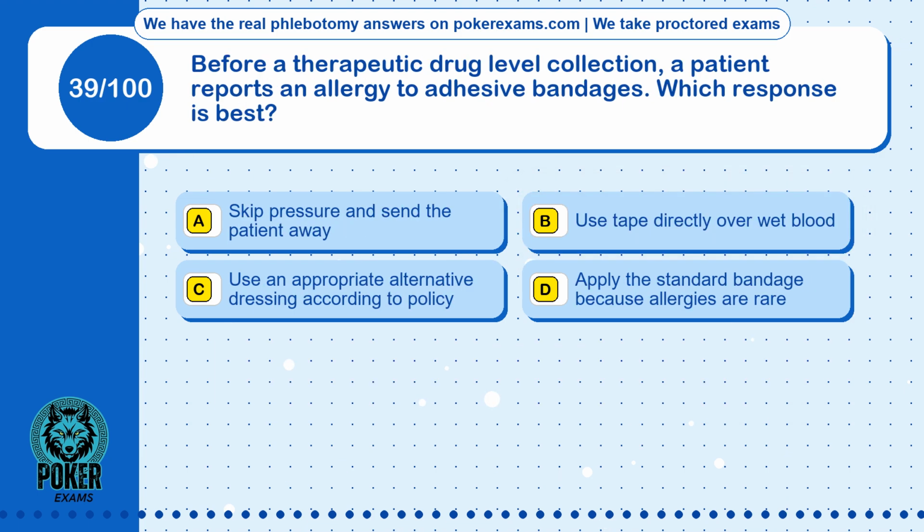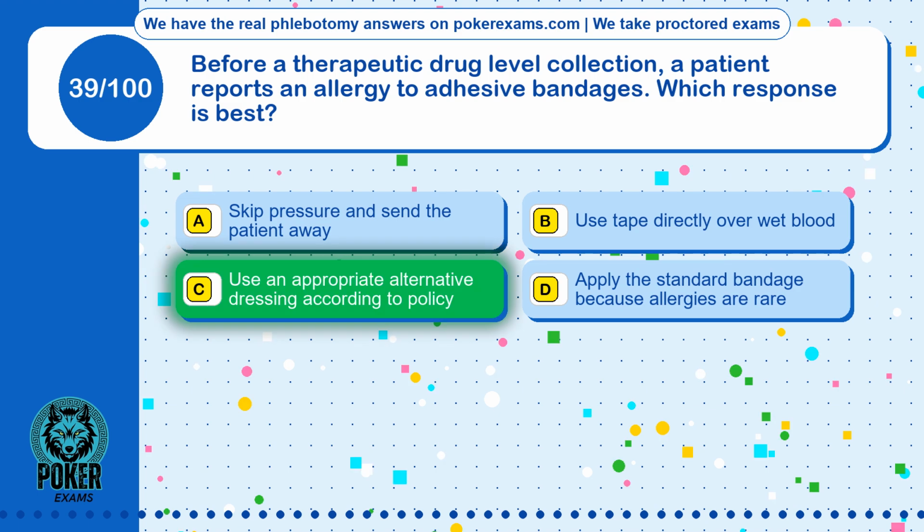Question 39. Before a therapeutic drug level collection, a patient reports an allergy to adhesive bandages. Which response is best? Option A. Skip pressure and send the patient away. Option B. Use tape directly over wet blood. Option C. Use an appropriate alternative dressing according to policy. Option D. Apply the standard bandage because allergies are rare.